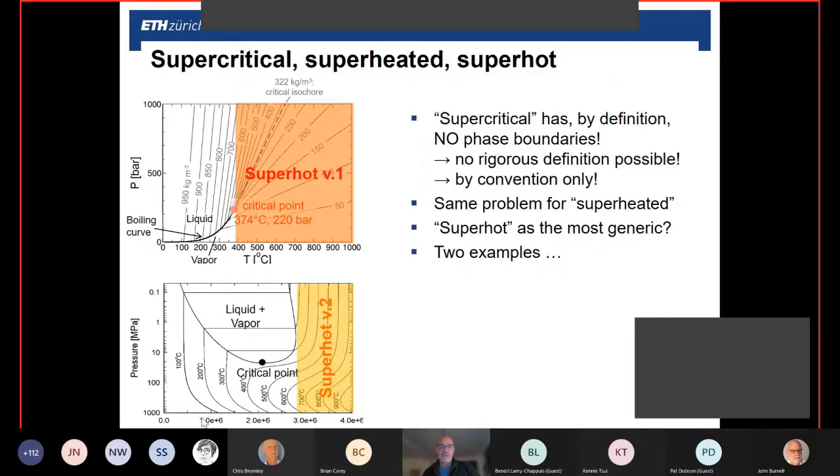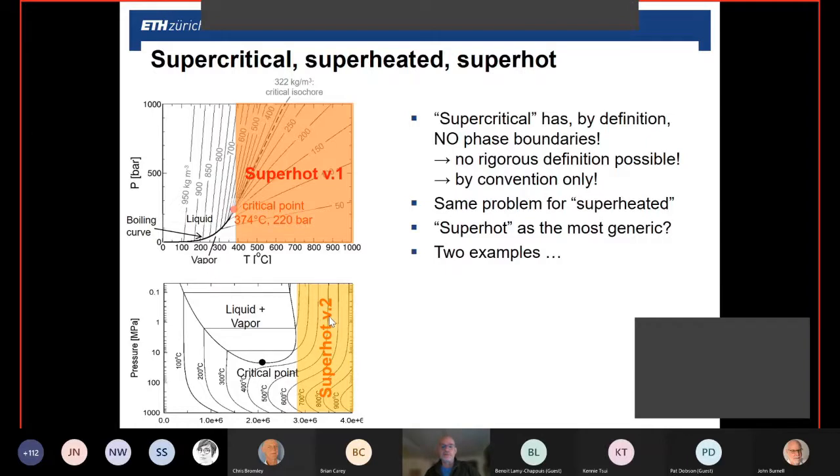Specific enthalpy on the horizontal axis. This would be the liquid plus vapor two-phase region, which would be the boiling curve in these coordinates. Here's the critical point, and everything to the right of that at very high enthalpies could be called superhot. So if you move upward here, if you depressurize, you wouldn't touch the liquid plus vapor dome. You wouldn't condense liquid out of a dry steam.